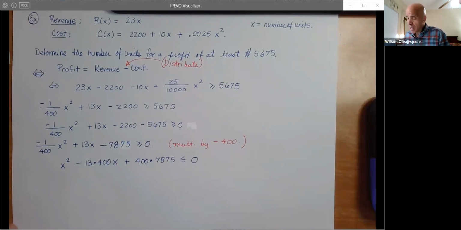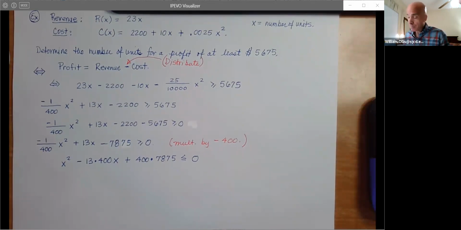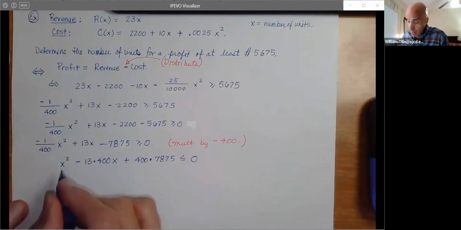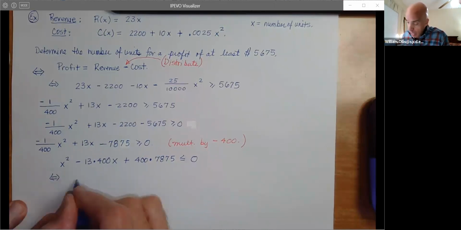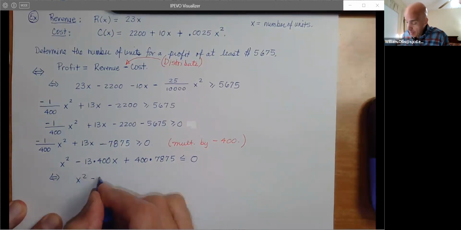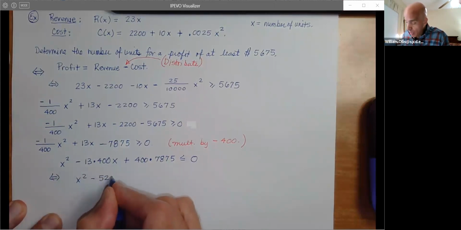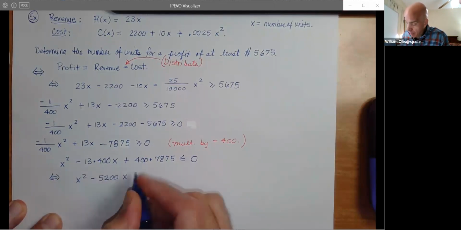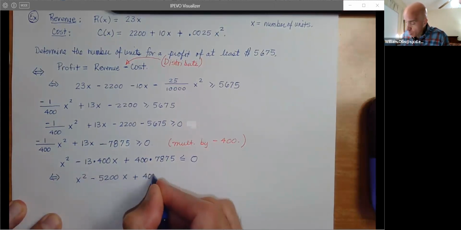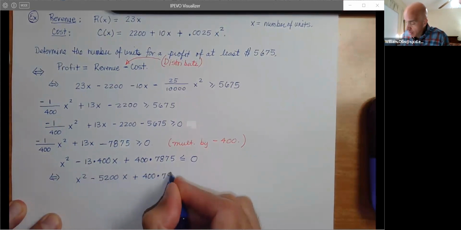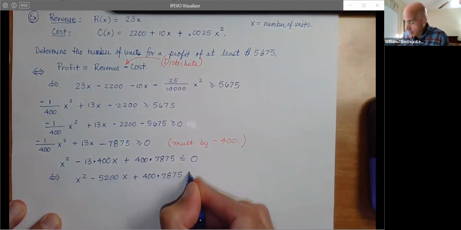Now, here's what I want to do before we finish the problem. If you look here, this is the highlighted number, so to speak. 4 times the 12, or excuse me, the 3 will be a 12, so that'll give us a negative 5200. So equivalently, we have x squared minus 5200, like a deck of cards, plus 400 times 7875, less than or equal to 0.